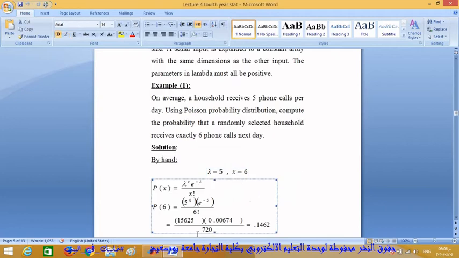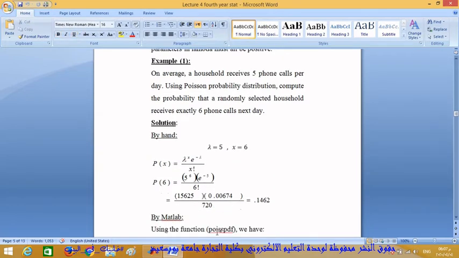Solution by hand. Lambda equals 5 calls per day, x equals 6. P of x means P of 6 equals lambda power x, 5 power 6, multiplied by e to the power minus lambda, e to the power minus 5, divided by x factorial, which means 6 factorial. So 5 power 6 equals 15,625, multiplied by e power minus 5, which equals 0.00674, divided by 6 factorial, which equals 720. This probability equals 0.1462.